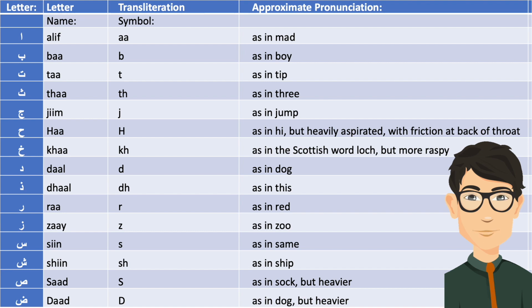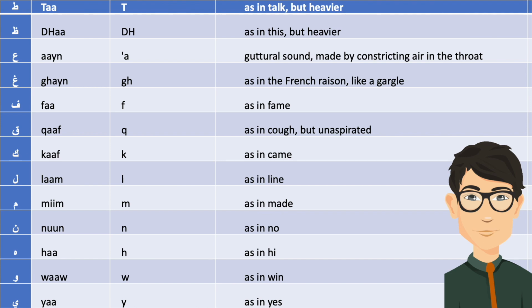Bod, as in dog, but heavier. Va, as in this, but heavier. Ain, it's a guttural sound that is made by constricting the air in the throat. Ain. Ghain, as in the French word raison, it has a gargle sound. Fa, as in fame. Qaf, as in cough, but unaspirated. Kaf, as in came.